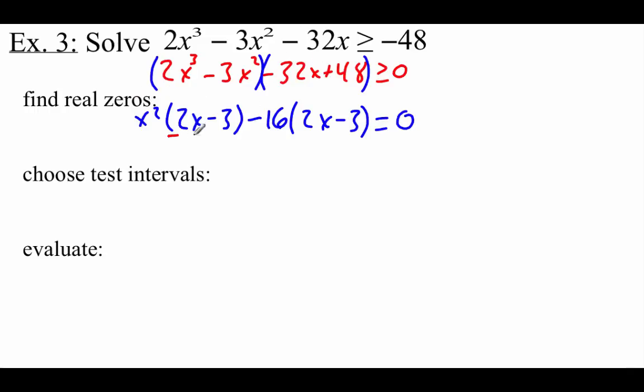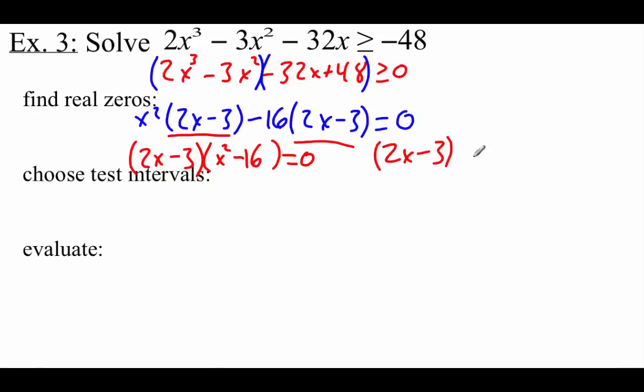Now if we take a look at what's going on, we've got a 2x minus 3 in a couple of places in this equation, so we could factor that out as well. So pull the 2x minus 3 out in front, and then just write the leftover stuff in a new set of parentheses. So we've got the x squared left over from the first set, and we've got the minus 16 left over from the second set. We can do a little bit more factoring because this x squared minus 16 is a difference of perfect squares. So we can break that up a little bit. We've got 2x minus 3. We can break that x squared minus 16 up into x plus 4 and x minus 4.